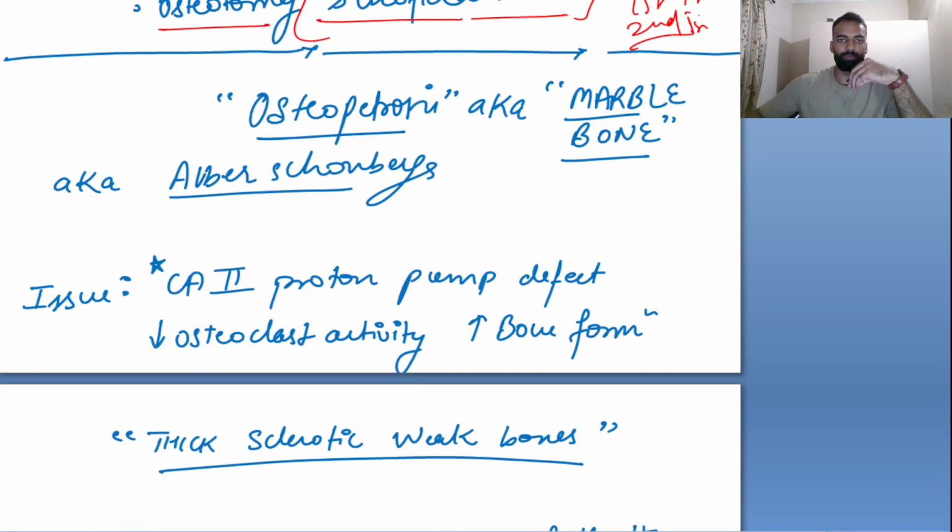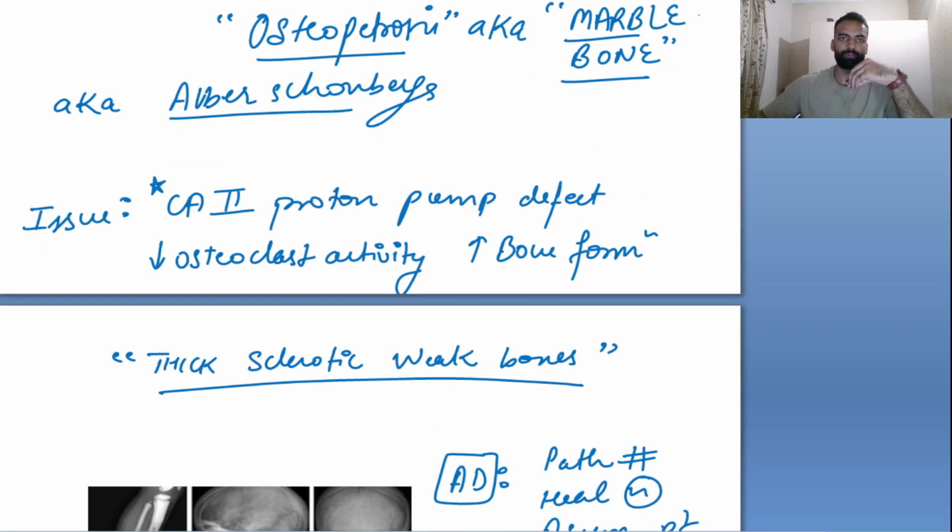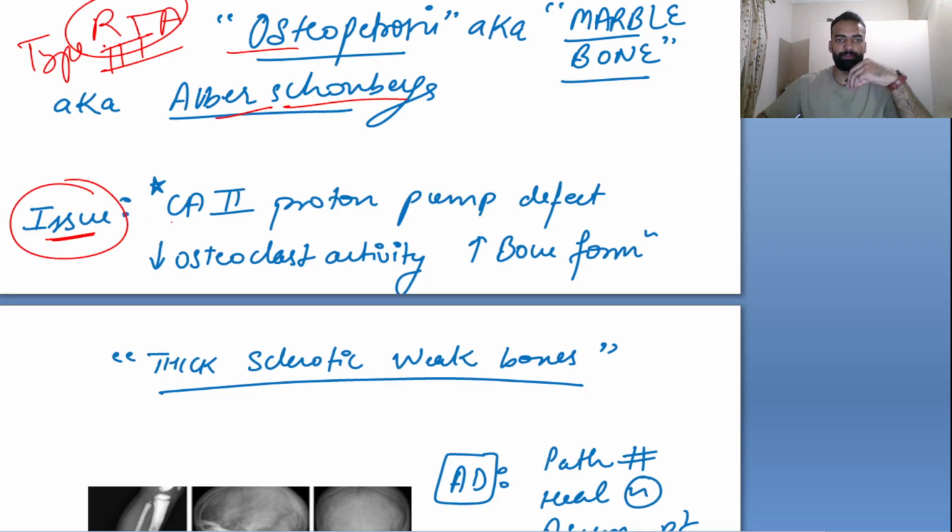So now we will move to osteopetrosis. Osteopetrosis, I have also taught you in renal tubular acidosis. It is also seen in type 3 RTA. Osteopetrosis is also called marble bone disease or Albers-Schonberg disease. So what is the issue or the defect? The issue is that a carbonic anhydrase 2 proton pump defect is there.